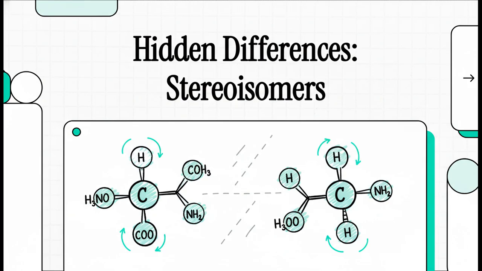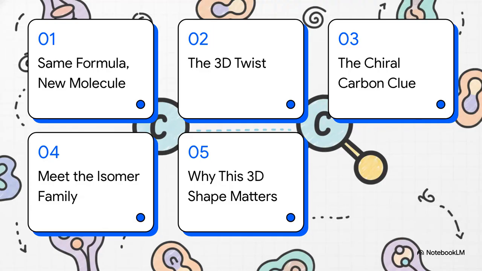Hey, welcome. You ever stop and wonder how two things can seem identical on paper, but be totally different in reality? Well, that's a huge puzzle in chemistry, and that's exactly what we're diving into today. We're going to look at how molecules with the exact same chemical formula could be completely different substances. It's wild. So here's how we're going to break this down.